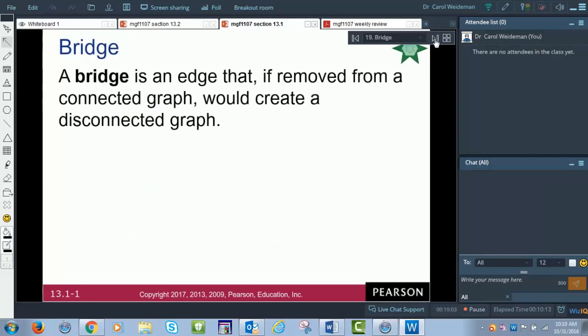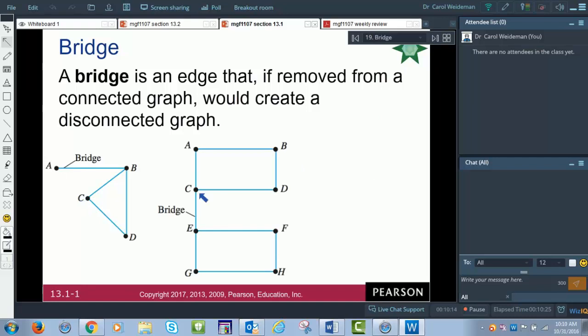Now, a bridge is an edge that if we removed it from a connected graph would create a disconnected graph. So for instance, this was the example we were working on previously. When this bridge was removed, this graph became disconnected. Likewise, the second one we were just looking at, if we had an edge between C and E here, this would make this a connected graph. Remove this bridge, it becomes disconnected. And again, this was the other one that we had on the prior slide. We looked at removing this bridge, but we could also remove this bridge or this bridge and the graph would become disconnected.